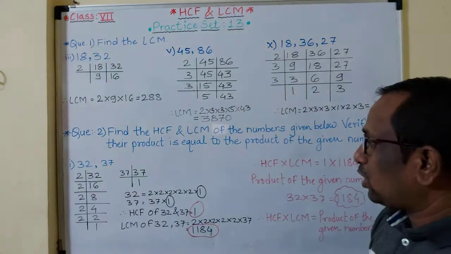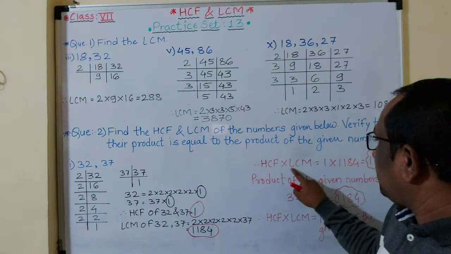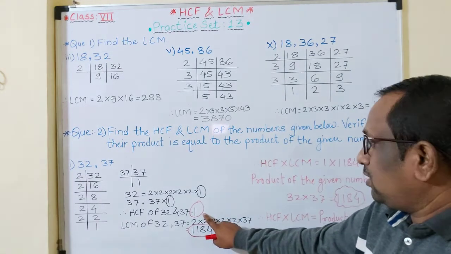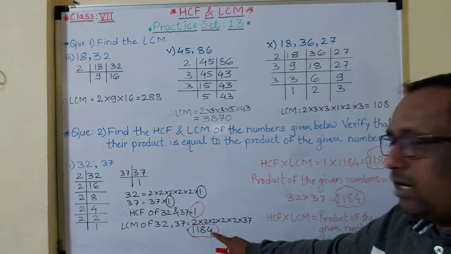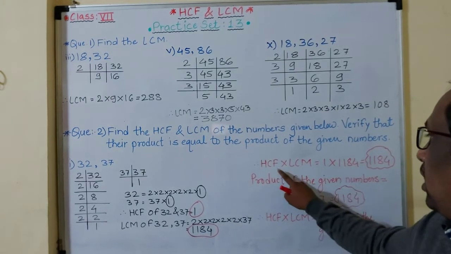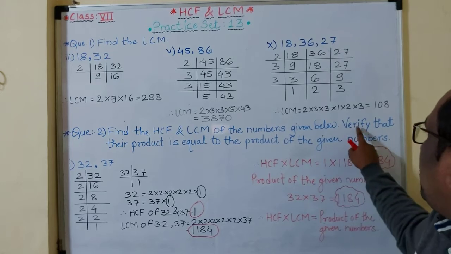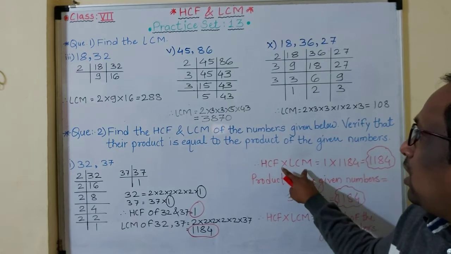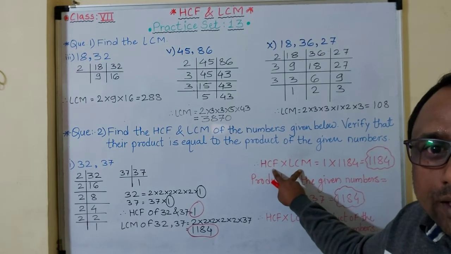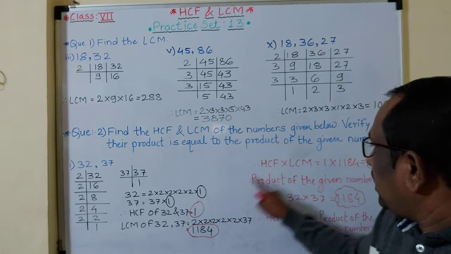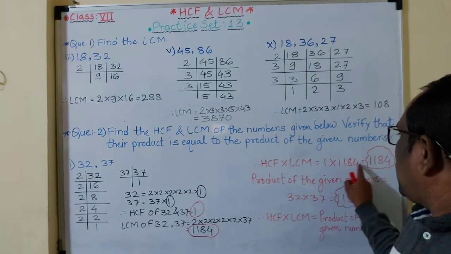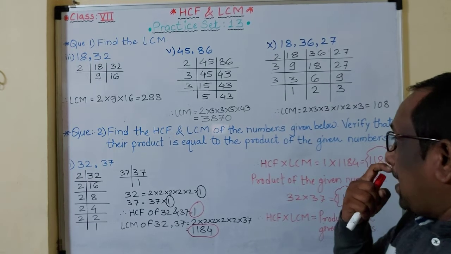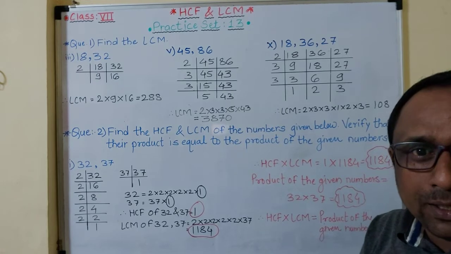Now we have to find the product of HCF and LCM. HCF multiplied by LCM. Okay, now what is the HCF? 1 is the HCF, and the LCM is 1184. So HCF multiplied by LCM. They said verify that their product is equal to the product of the given numbers. So here we have to find out first the product of HCF and LCM. HCF is 1, LCM is 1184. The product is 1 multiplied by 1184, that is 1184. Okay, this is the product of HCF and LCM.